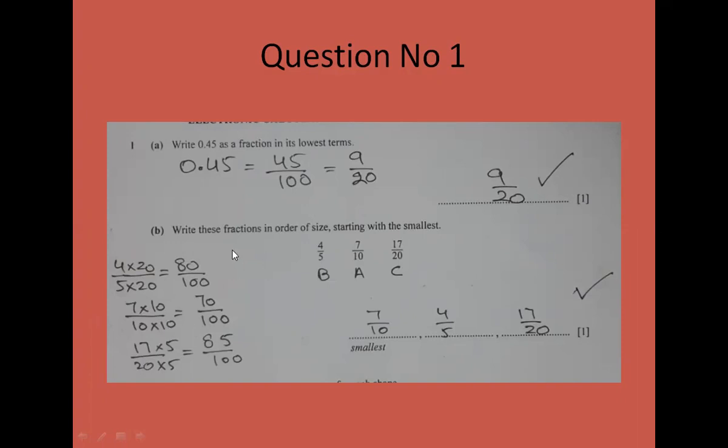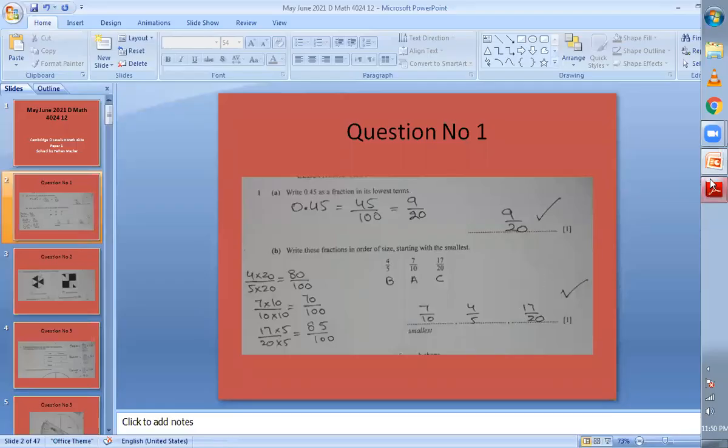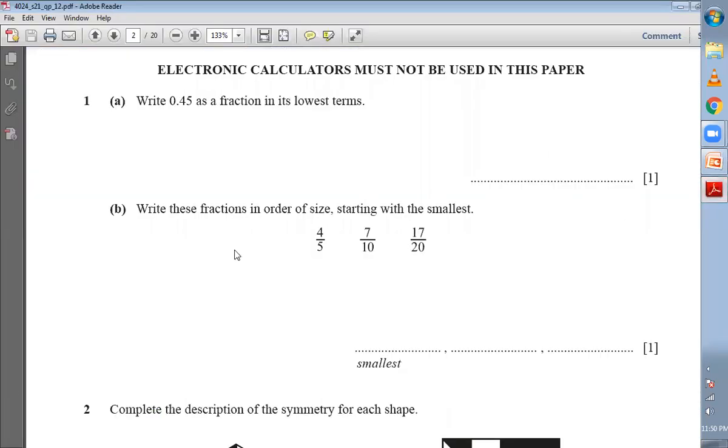So clearly, this one is the smallest. I will call it A. This one is in the second position. This will be B, and this one will be the largest, so it will be C. So in the answer, I will write the original ones: 7 by 10, 4 by 5, 17 by 20. So that was question number 1.